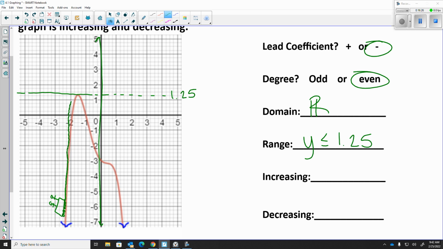You guys ever ridden a roller coaster before? Yes. Okay, so you get up to the top and you're about to freak out. Well, you're increasing there. Where do you stop increasing?